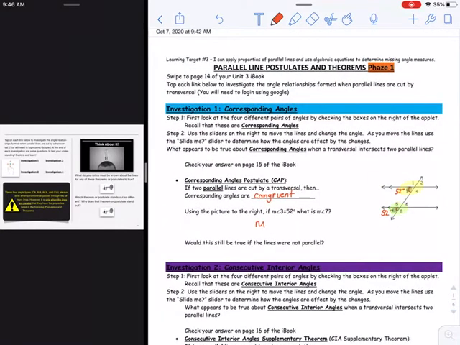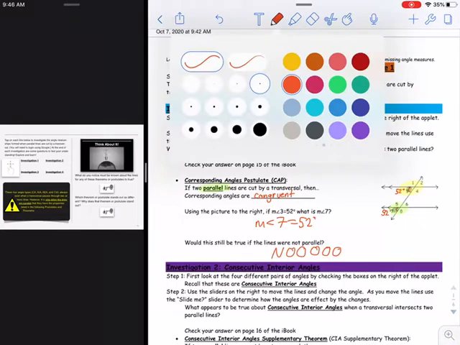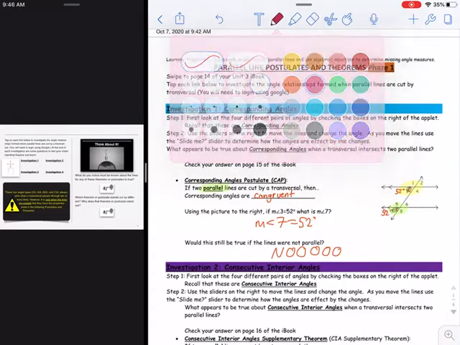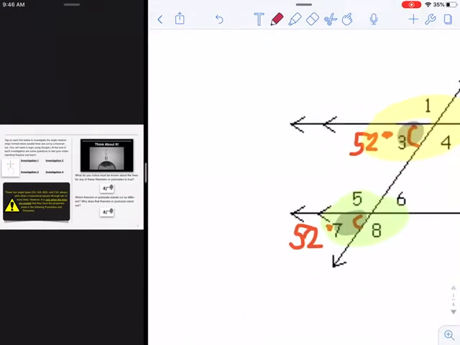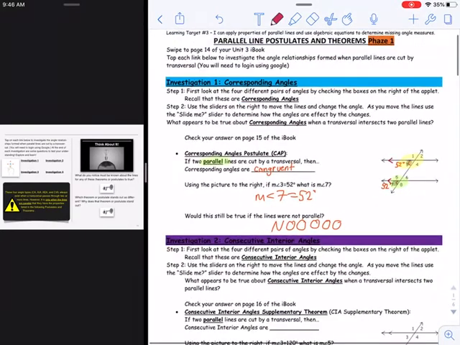Now you can write this: measure of angle 7 equals 52 degrees. And would this be true if the lines were not parallel? The answer is no. That's a huge punchline. If 2 parallel lines, notice I even highlighted, underlined, and bolded parallel. And in case you forgot from yesterday, how do we know that these lines are parallel? It's these double arrows right here. That's the big punchline. So that's corresponding angles. Corresponding angles are congruent.